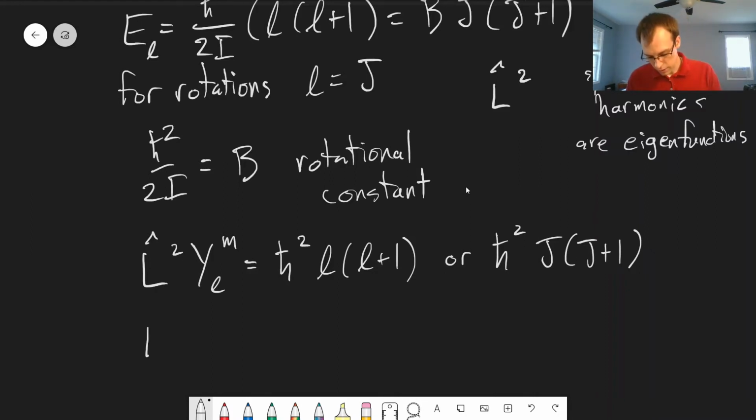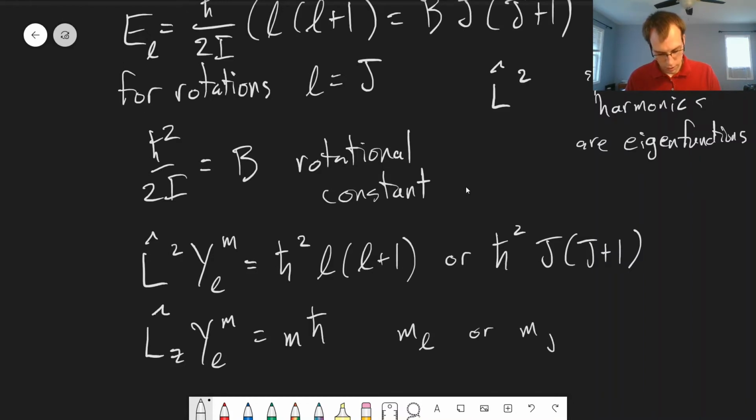And it turns out that the spherical harmonics are also eigenfunctions of the Z component of the angular momentum. If we operate L_Z on the spherical harmonics, we get that the Z component of the angular momentum is equal to M times h bar, where M is our other quantum number. M is often called either M sub L or M sub J. Again, this can range from negative L to positive L.